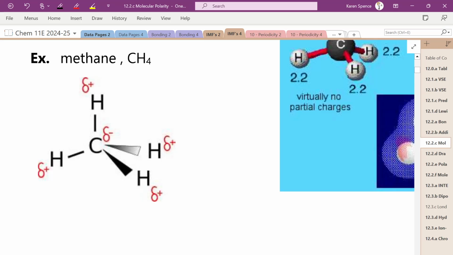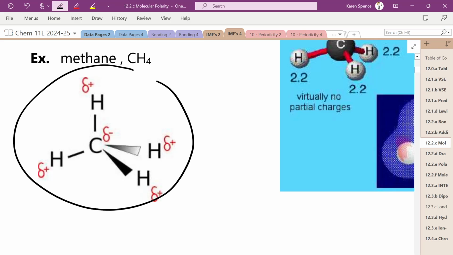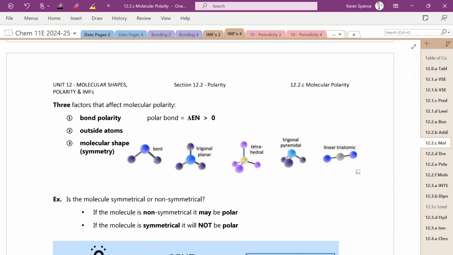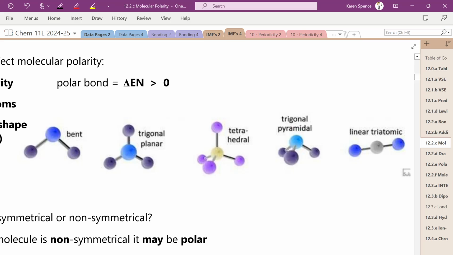How about CH4? Polar or nonpolar? Nonpolar. It's symmetrical. Which of these ones are polar and which are nonpolar? Bent is polar. Trigonal planar is nonpolar. Tetrahedral is symmetrical. Nonpolar.